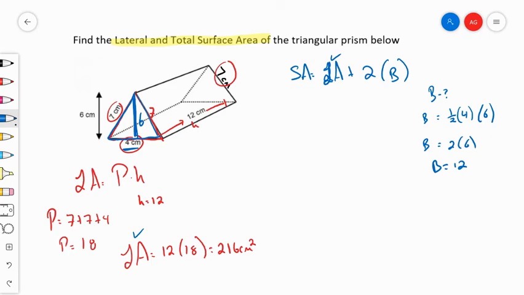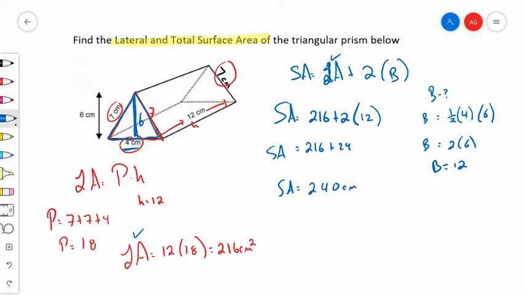And so the area of the base is 12, and so really all I got to do is substitute everything back in. So my lateral area was 216. The area of one of the bases was 12, and so I multiply 2 times 12, which is 24, add it to 216, and I get a total surface area of 240 centimeters squared.